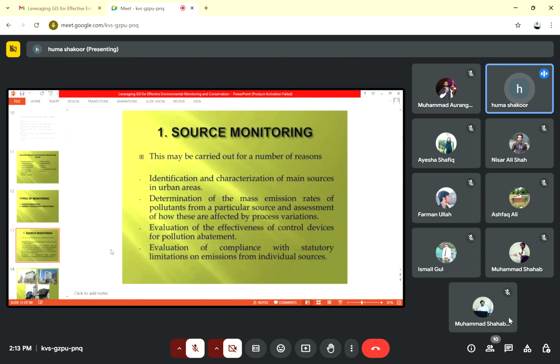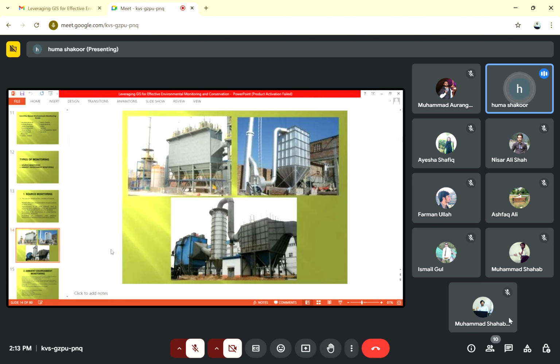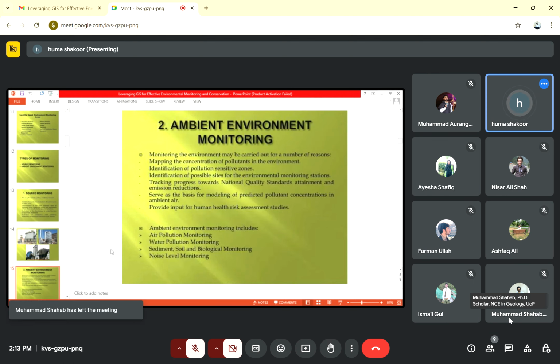Maybe you call them the primary sources of the pollution, the primary sources of the issues which are accelerated in the environment due to human activities, or maybe natural activities. These are the source monitoring stations.